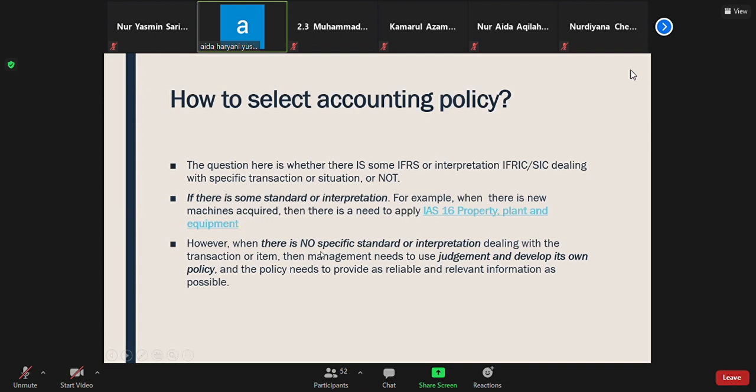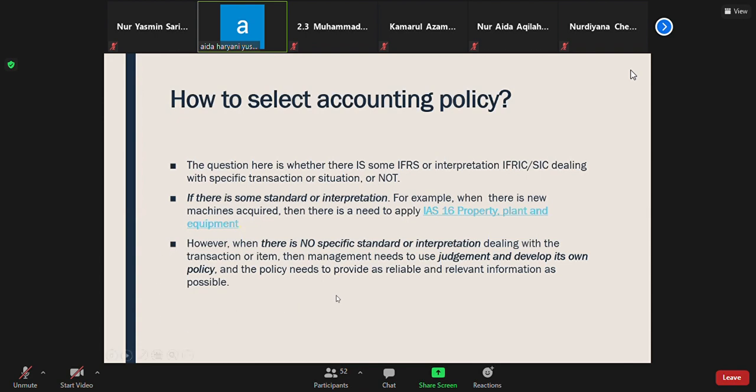So again, when there is no standard, meaning we have learned IAS 16, and so on. If let's say there is no such thing in the standards, but we have a transaction, then the management will use judgment and develop their own policy. This own policy is what they will explain in note number 1, in their significant accounting policy in the notes to the accounts.